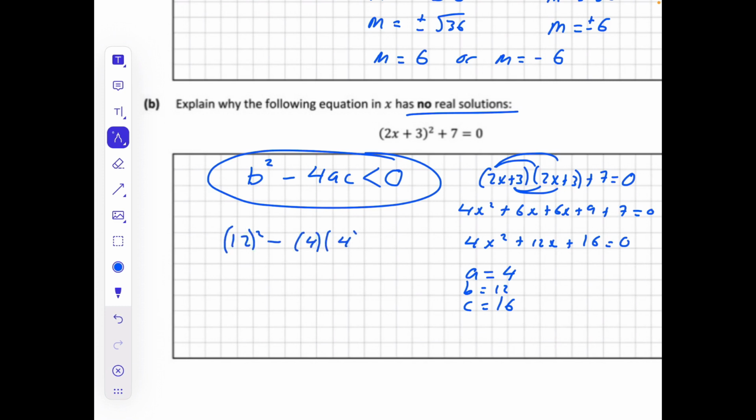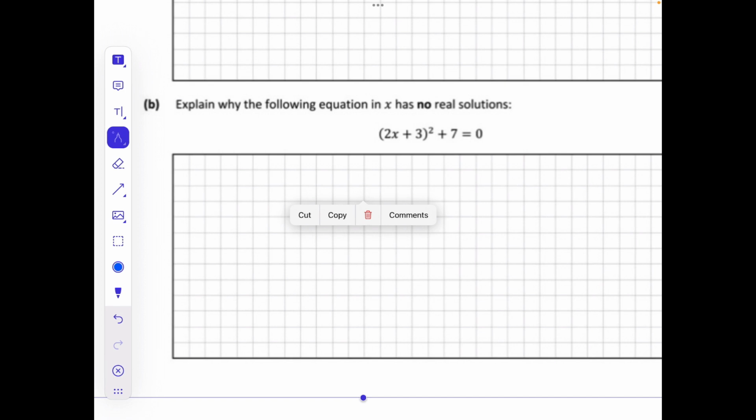Okay, so we will have 12 squared minus 4 by a, which is 4, by c, which is 16. And that should equal something that is less than 0. Okay, so I'm going to pop that in. So 12 squared minus 4 by 16. That gives me minus 112, which is less than 0. Okay, so the discriminant is less than 0, therefore no real solutions.